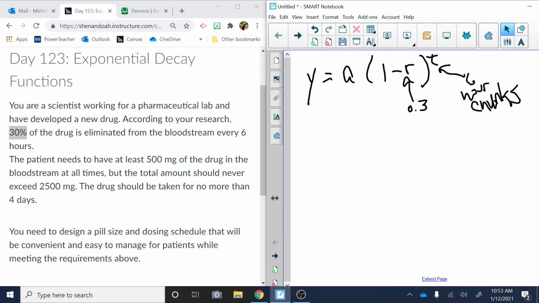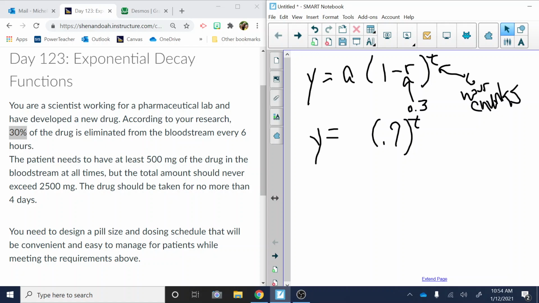So in parentheses, I have 1 minus 0.3, which would be 0.7. So I'm going to have 0.7 to the T power. Now A, what does A stand for in this situation? That's the initial amount, how much medicine I'm going to take when I first take a pill. So we get to decide this. We get to decide how big the pills are going to be.